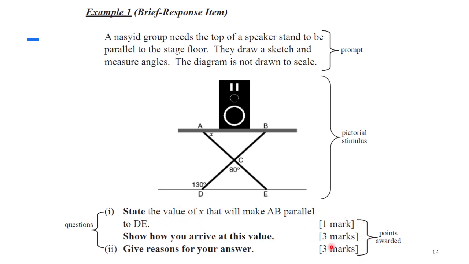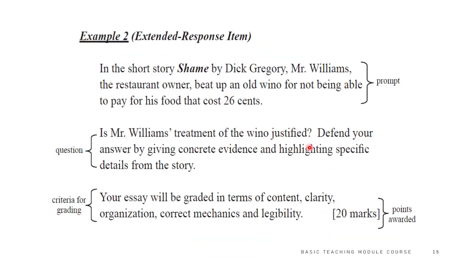The other element is the points awarded. This communicates the lecturer's expectation of the question to the student, on how much they need to write. So it's important to have all these elements, except for the pictorial stimulus, which depends on the question's need.